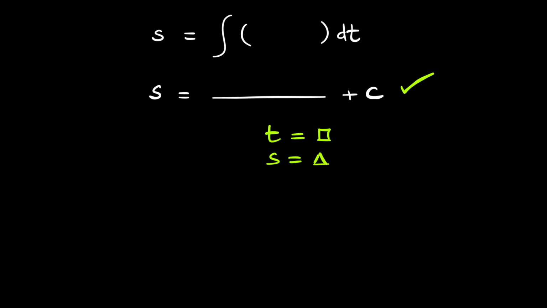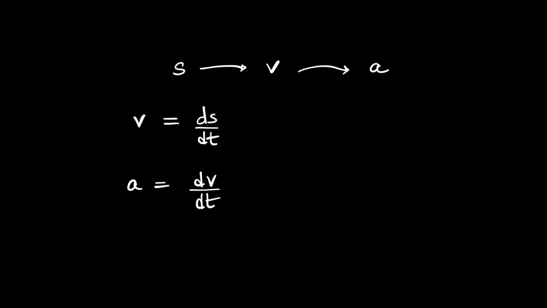So let's recap what we have studied over here. We know that if we differentiate s, we will find velocity. If we differentiate velocity, we find acceleration. In other words, v is ds by dt and a is dv by dt. And similarly, if we talk about integration, we can obtain an expression for velocity by integrating the expression for acceleration. Similarly, we can obtain an expression for displacement by integrating the velocity expression.